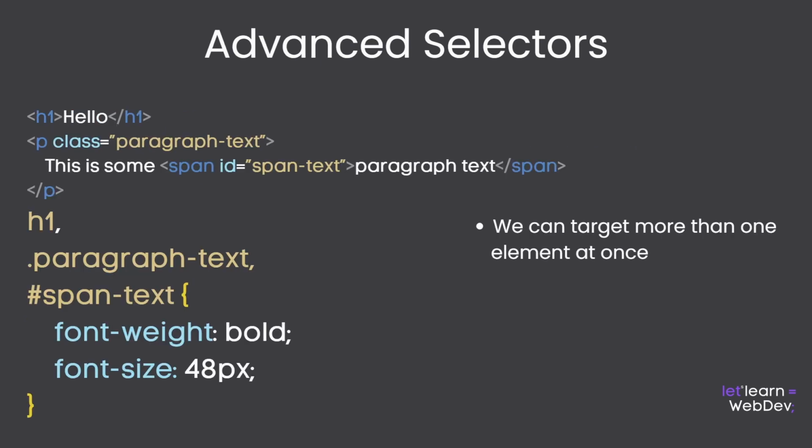Now, let's get into some more advanced selectors. We can apply the same styles to multiple elements at once by separating the selectors with a comma. In the example shown, we're applying the same CSS rules to three elements: the H1 tag, the P tag with the class name paragraph text, and the span with the ID of span text.